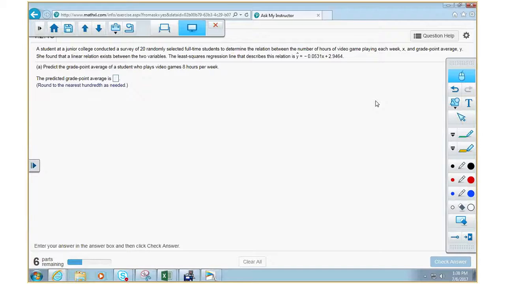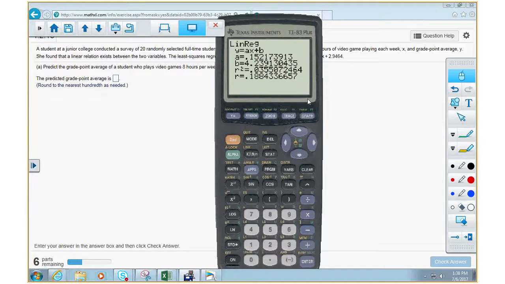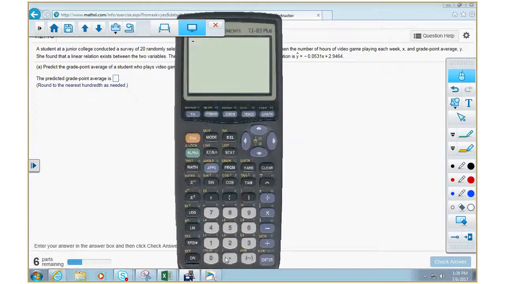So, what are you going to do? Well, first of all, you can plot points if you want to, but they're not asking that. They're just saying 8 hours. So what are you going to do with 8 hours? Plug it in for X. So somebody do that for me. Let's take our handy dandy calculator. Negative 0.0531 times how many hours? 8, plus 2.9464. So he'll have a grade point average of 2.5.